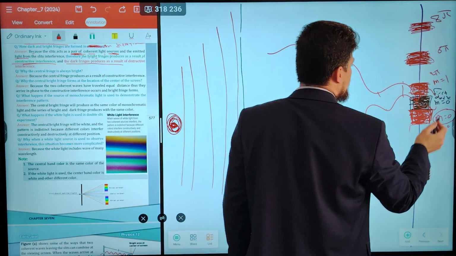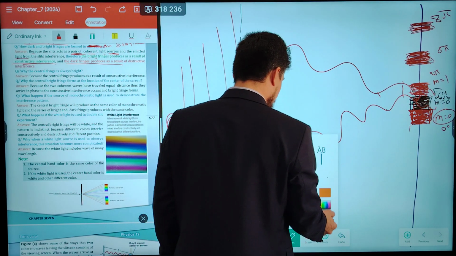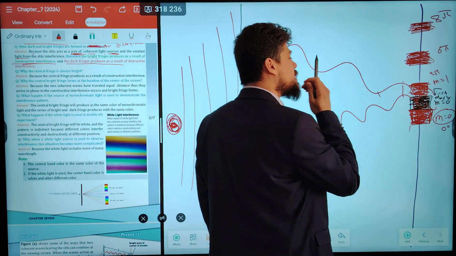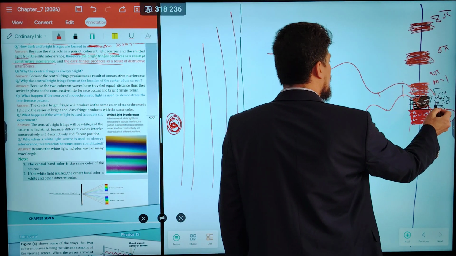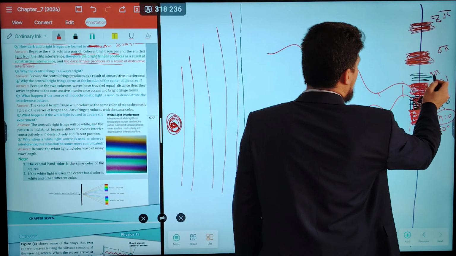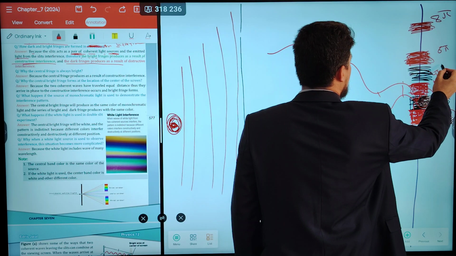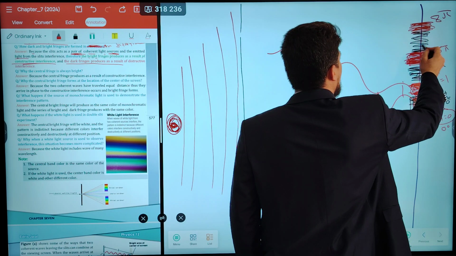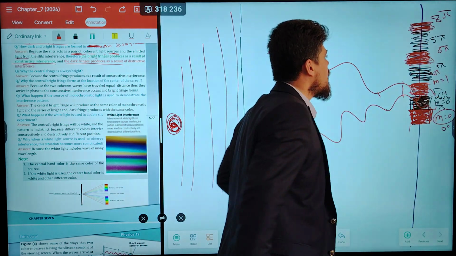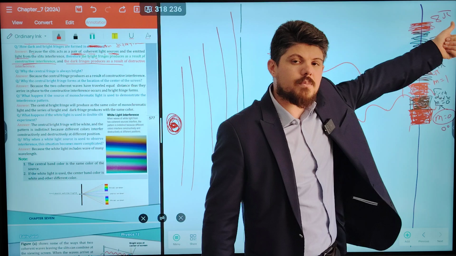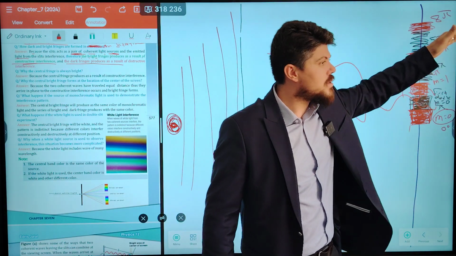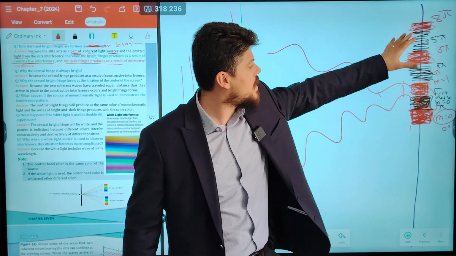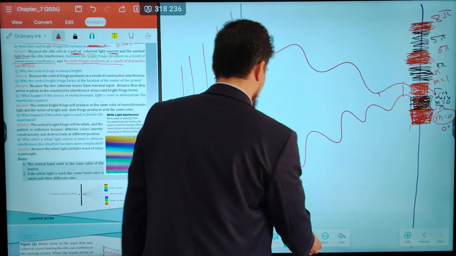But for the dark fringe, the first dark fringe, where m equals 0, the phase difference is pi. For this one, the phase difference is 3 pi. This one, 5 pi. An odd number multiplied by pi? Yes. So this is the phase difference that produces the dark fringe in double slit interference.